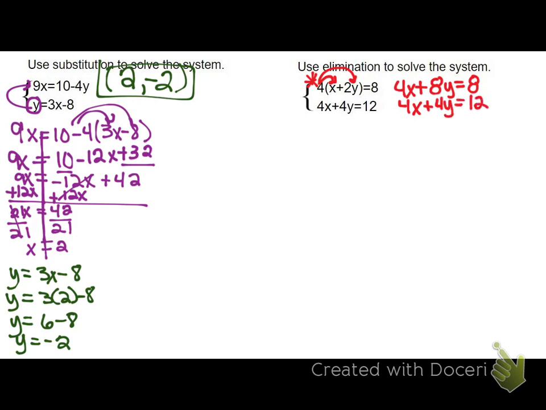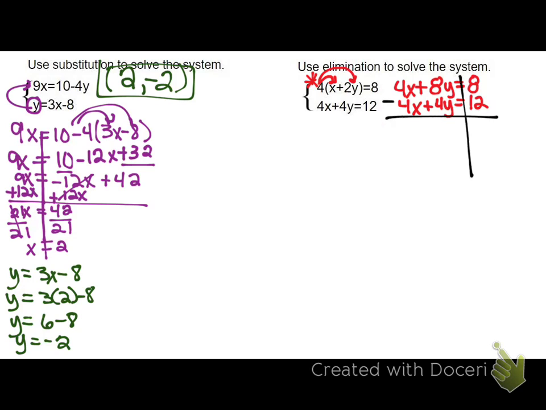Now, are my like terms lined up? Are my x's lined up and my y's lined up? Yes. Which variable has the same coefficient? 4, the x's, right? So how am I going to add or subtract to eliminate the variable x? We're going to subtract. So I'm going to draw my line.